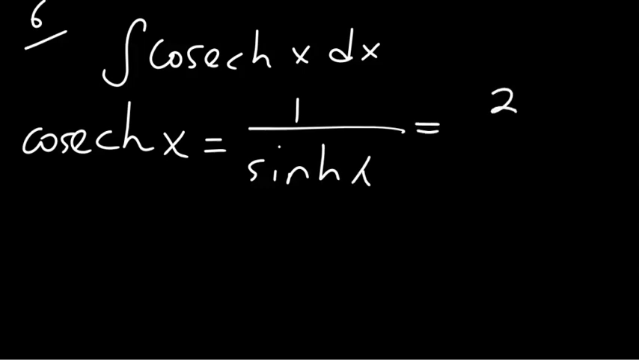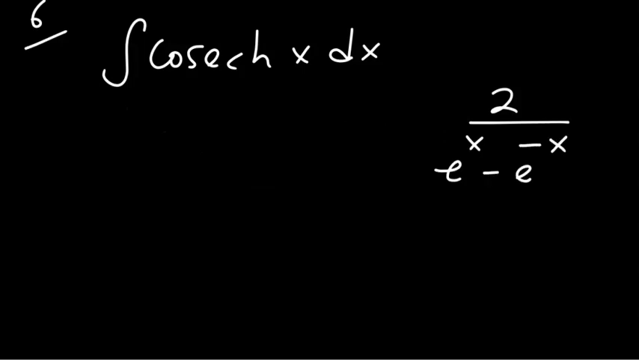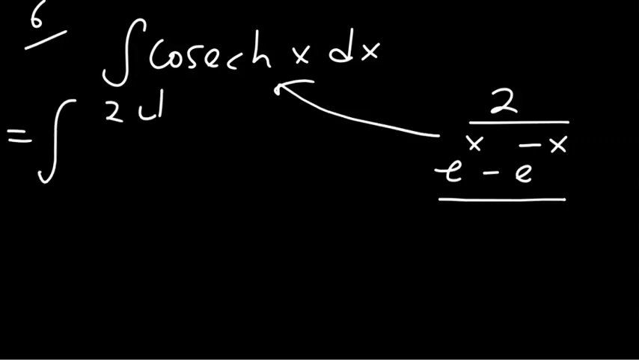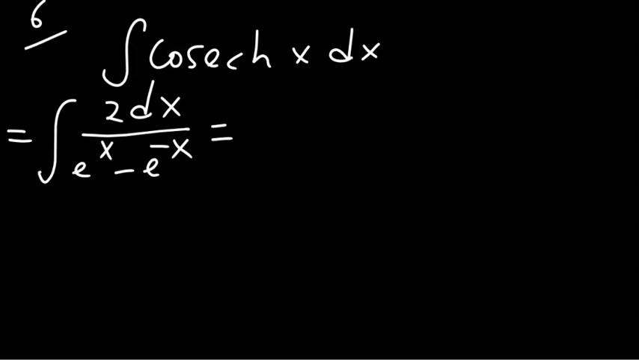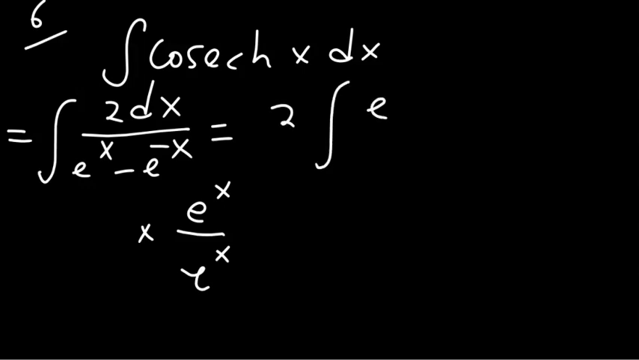And that is just 2 over e to the power x minus e to the power minus x. So substituting this expression in here, we get an integral of 2 dx over e to the power x minus e to the power minus x. Again, using the technique of multiplying up and down by 1 in the form of e to the power x over e to the power x, you can take the 2 out. The numerator becomes e to the power x dx. The denominator becomes e to the power 2x minus 1.